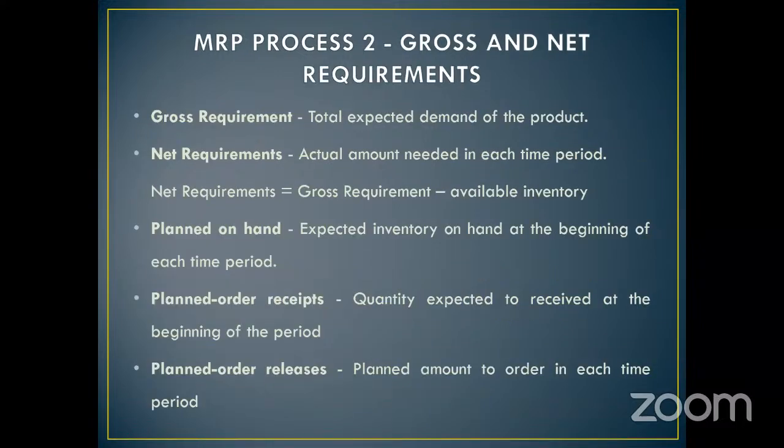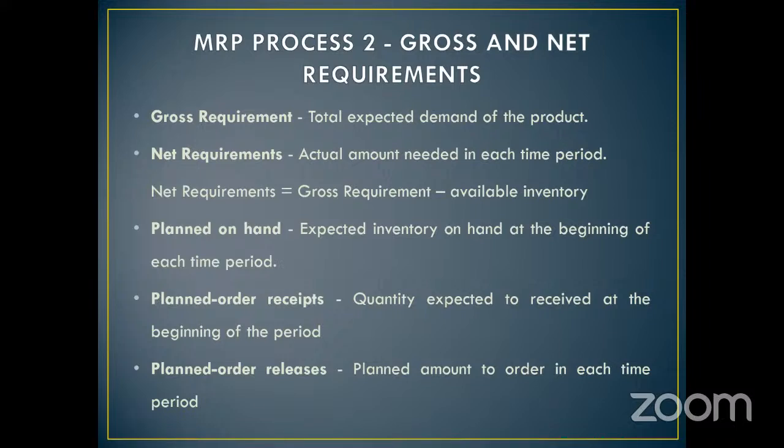And this MRP process involves the gross requirement, meaning the expected demand of the product plus how much has to be stored inside the inventory. Net requirement means the actual amount in each time period. Net means how much will be produced and how much will be there in the inventory. Deducting it, that is your net requirement. I mean the gross requirement minus the availability inside the inventory. That's called the net requirement.